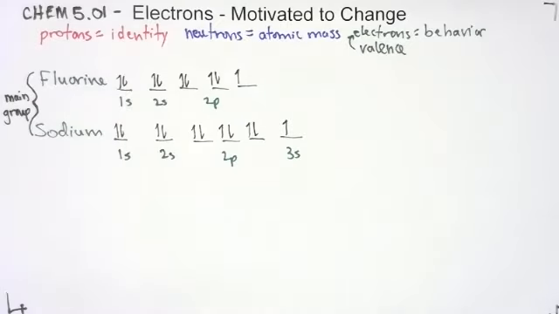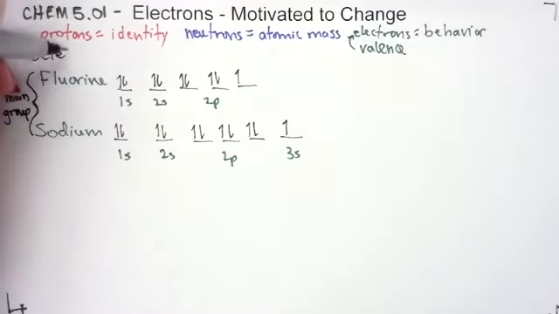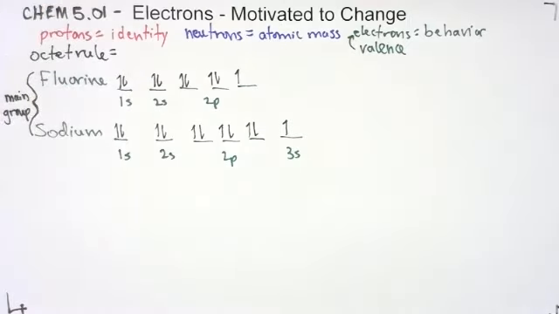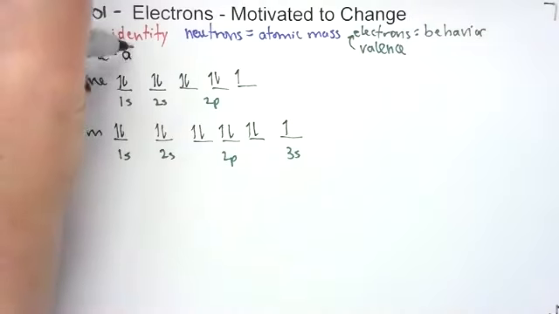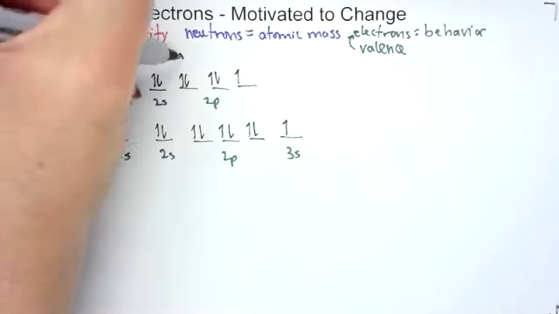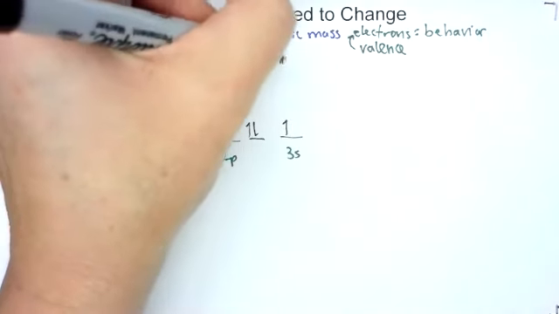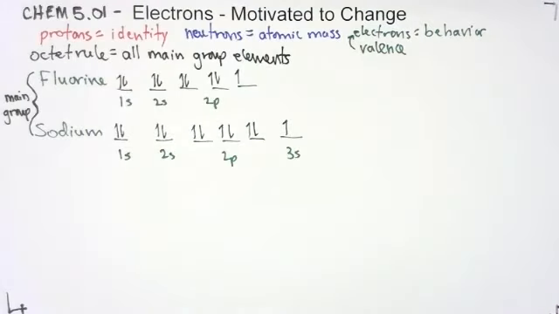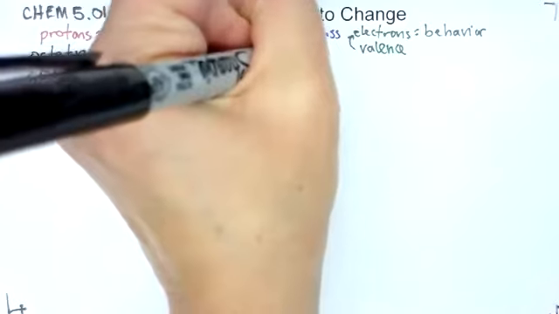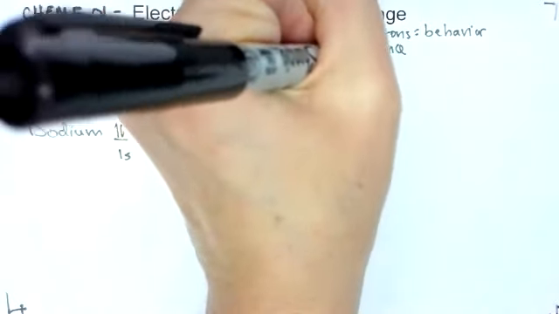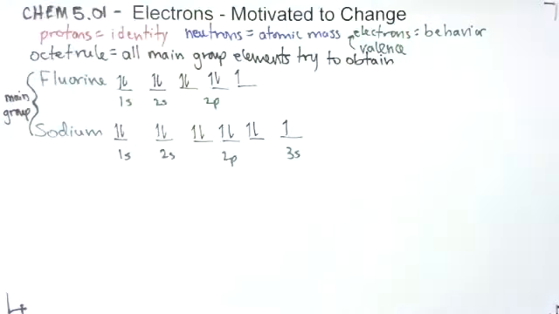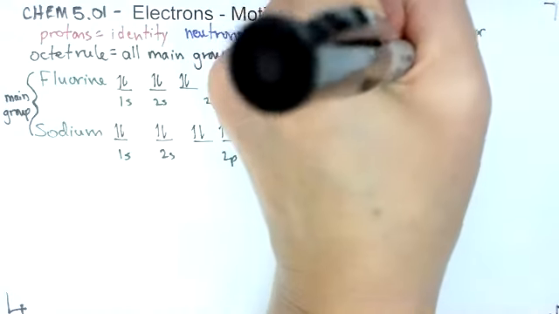There are more rules, more regulated behavior, for the main group, and that main rule is called the Octet Rule. What the Octet Rule tells us is that all main group elements try to achieve or obtain 8 valence electrons.